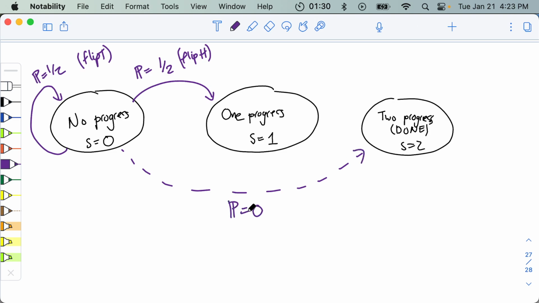And that's why the top row is 1 half, 1 half, 0. It's the probabilities to move to state 0, 1, and 2. But normally we don't draw this last one, so you just leave it out. If it's probability 0, just leave it out. So it's a 0 entry in the matrix, but we don't even draw it on the thing.